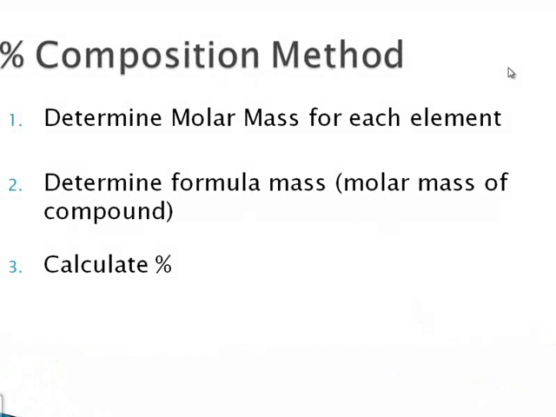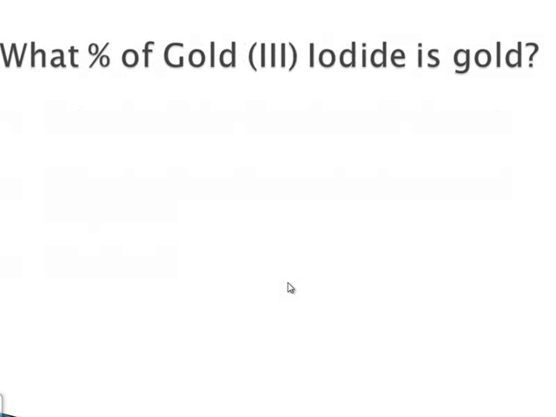So let's go back and just take a look. In order to do this, I'm going to figure out the molar mass for each element, determine the molar mass, formula mass for the compound, and then calculate the percent. So let's take a look. So I write out the formula.